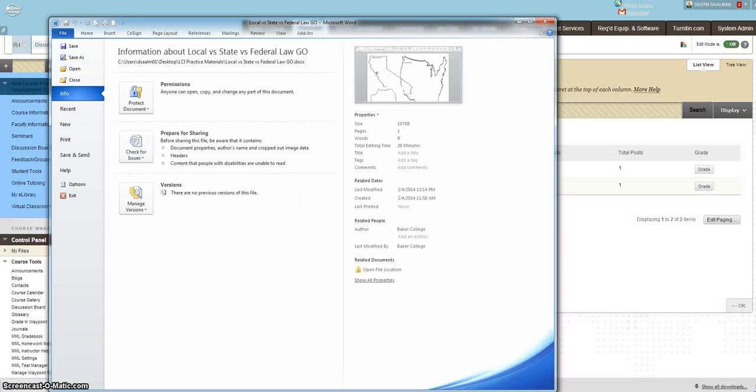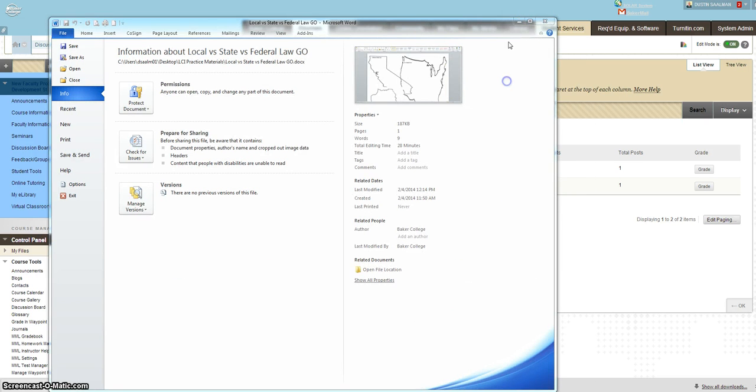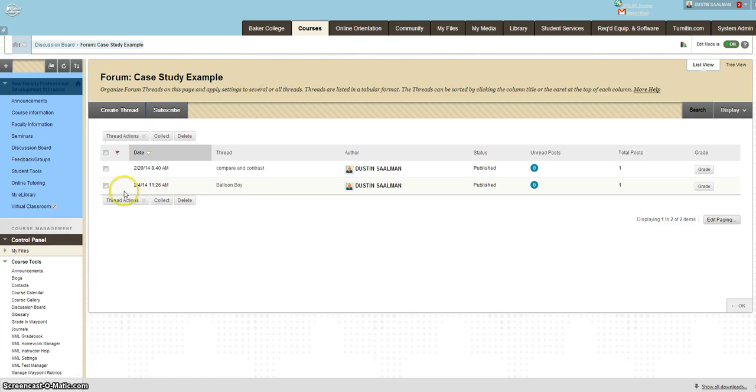So if we wanted to provide this to the students again, we could very easily do that, let me get this out of the way here. We could do that easily again through a discussion board thread.